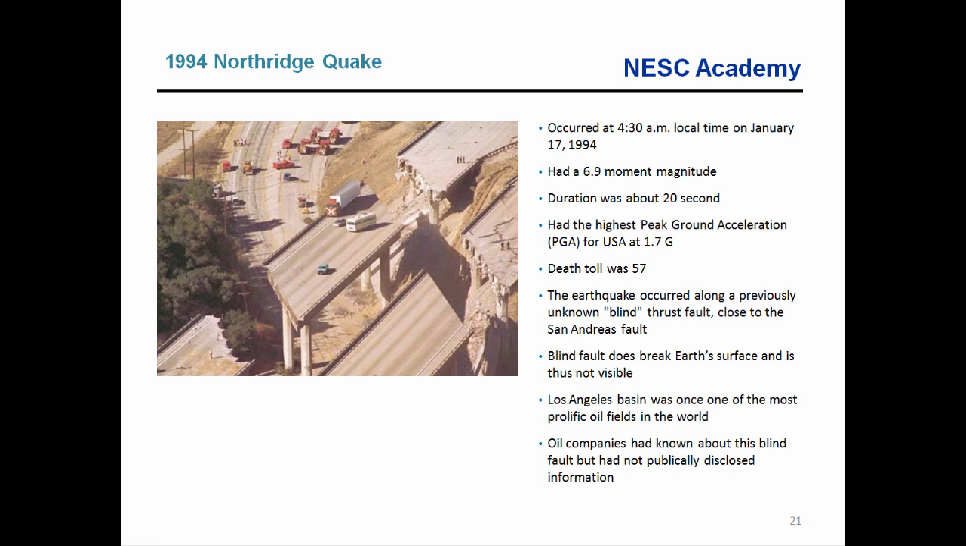And another really interesting thing about this earthquake is it occurred along a previously unknown blind thrust fault close to the San Andreas Fault. So the San Andreas is the main fault that runs roughly along the coast of California, but there are a series of smaller faults that sort of crisscross or otherwise lie close by the San Andreas Fault. And it turns out that, well, let me back up. A blind fault, such as the one associated with this Northridge earthquake, is not visible at the ground surface.